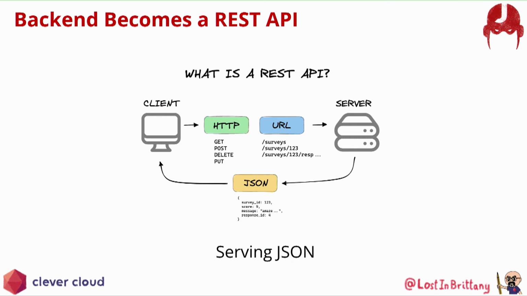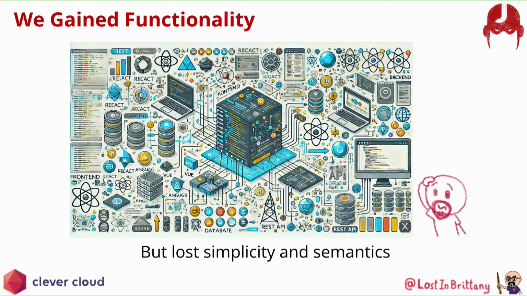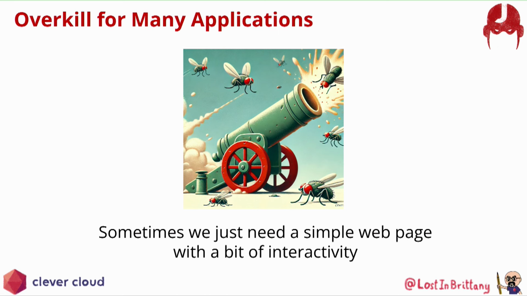Why? Because everybody has changed to the idea of backends only generating a REST API with JSON data. So we are completely separating the data part, the backend, from the presentation part. We have super new functionality, a lot of features, but we have neither the simplicity nor the semantics. And for me, it is overkill for many applications.